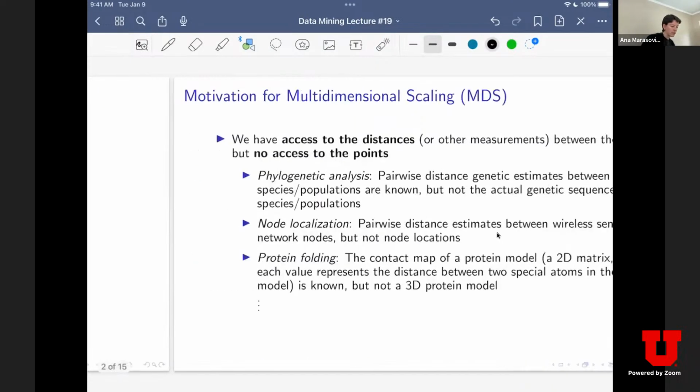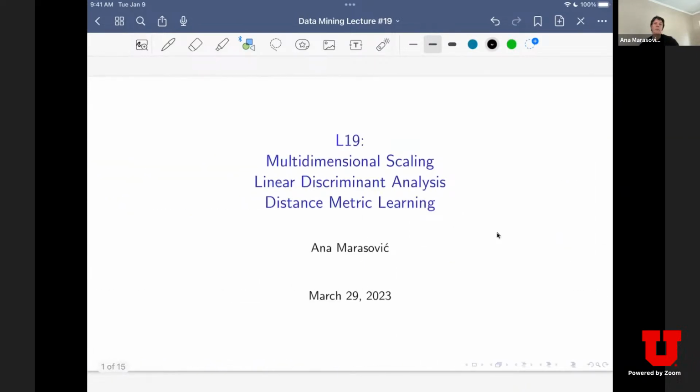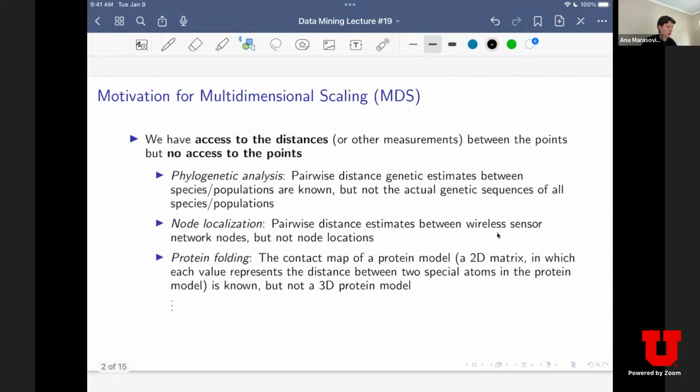All right, so today we are going to continue with our dimensionality reduction techniques, and we are going to focus on some specific cases. So we are going to talk about multidimensional scaling, linear discriminant analysis, and a little bit about distance metric learning. I will give a setup for it, but I will give the whole algorithm next time. Okay, so let's look into these special cases.